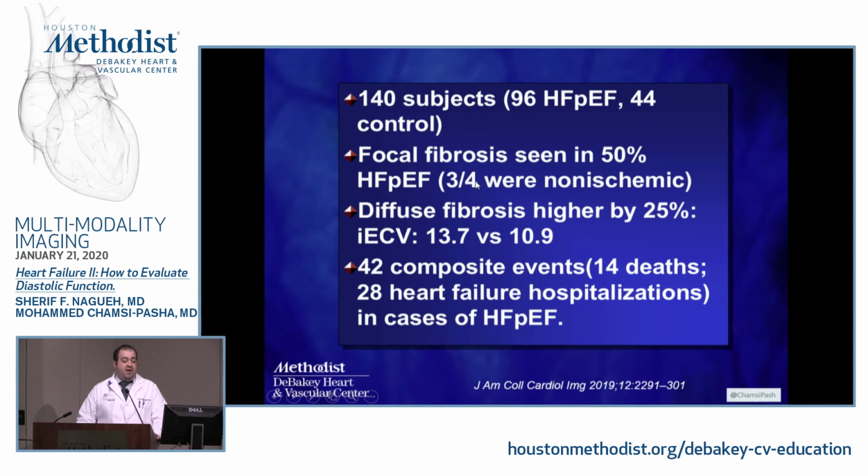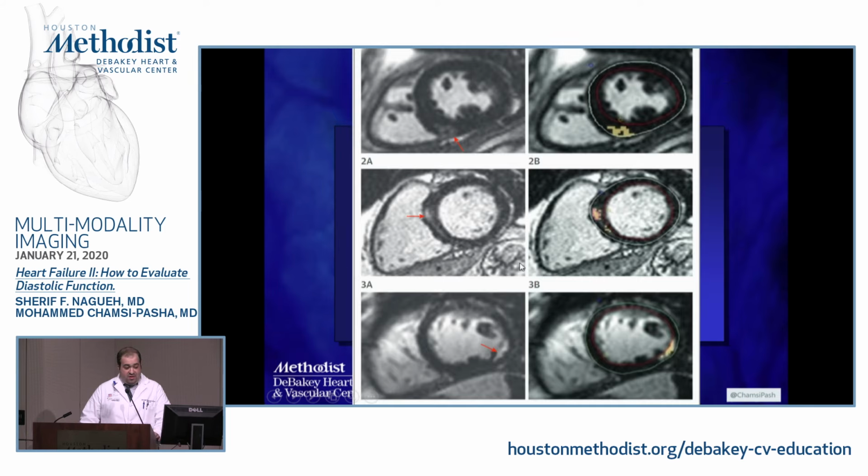Almost 75% of these were non-ischemic, meaning that they were not related to CAD, and the diffuse myocardial fibrosis or extracellular volume was higher by 25%. So the indexed ECV, which is ECV indexed to the myocardial volume or the LV volume, was 13.7 versus 10.9, and they had a total of 42 composite events in this group.